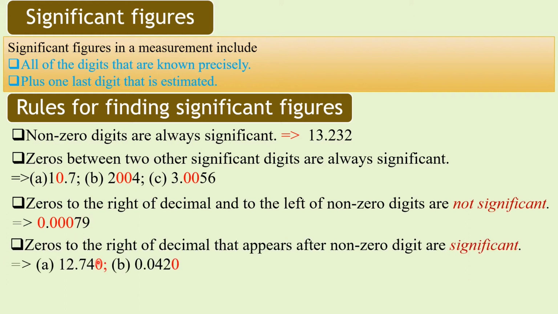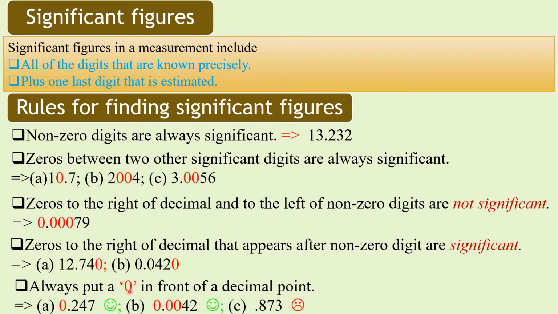Zeros to the right of decimal that appear after non-zero digits are significant. In 12.740, this 0 is to the right of decimal and after the non-zero digit that is 4. So this 0 is counted as a significant figure, and in 12.740 we have 5 significant figures. In 0.0420, this last 0 in red color is a significant figure because it is to the right of decimal and after the non-zero digit that is 2. So in 0.0420 we have only 3 significant figures.